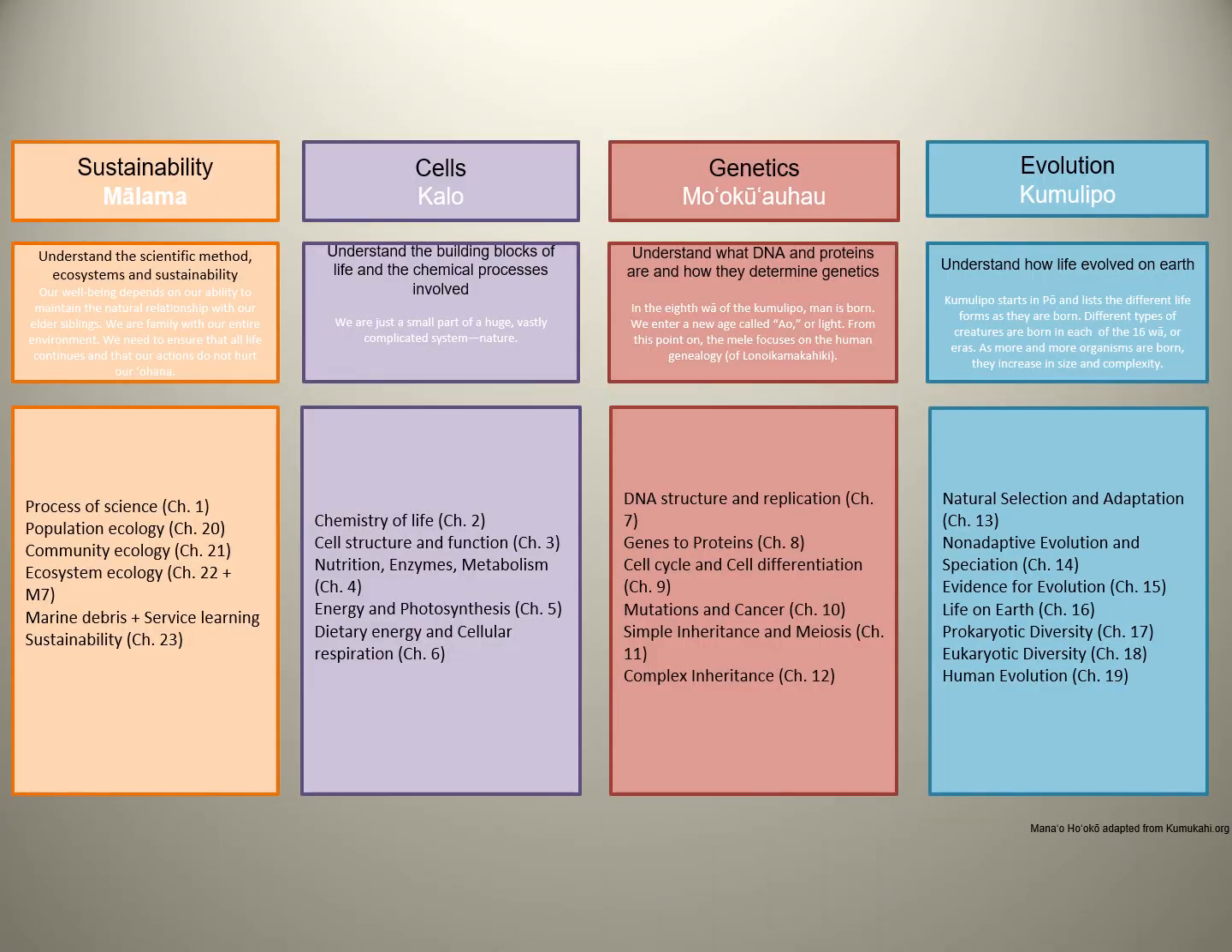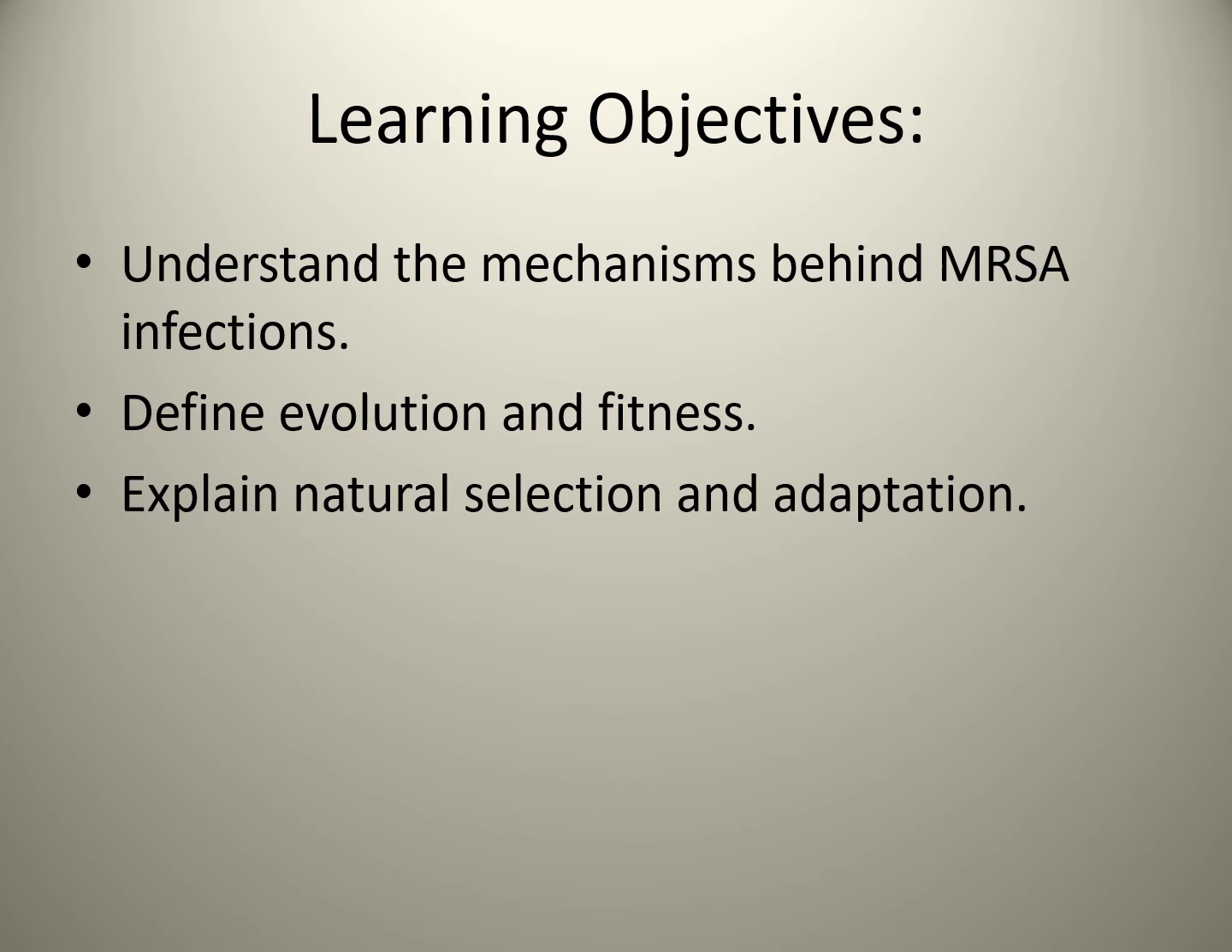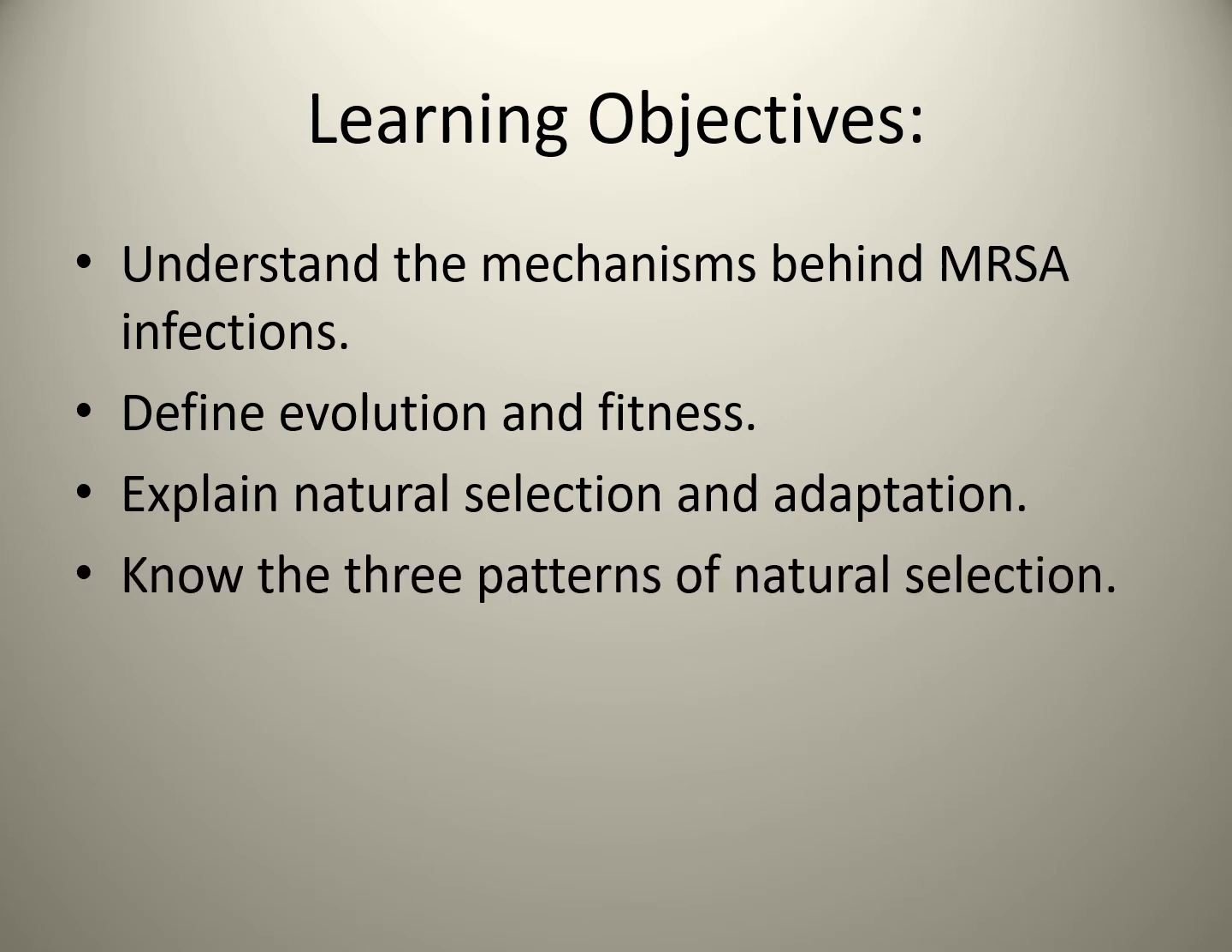Okay, so again, natural selection first, and we'll end with human evolution. By the end of chapter 13, you should understand the mechanisms behind MRSA infections, which is what your book focuses this chapter on, along with different antibiotic resistant strains of staph. Be able to define evolution and fitness, explain natural selection and adaptation, and know the 3 patterns of natural selection.